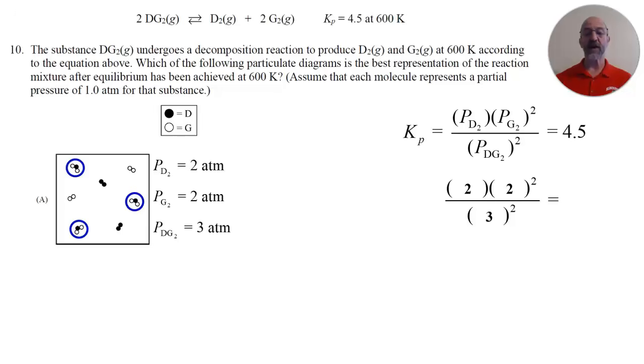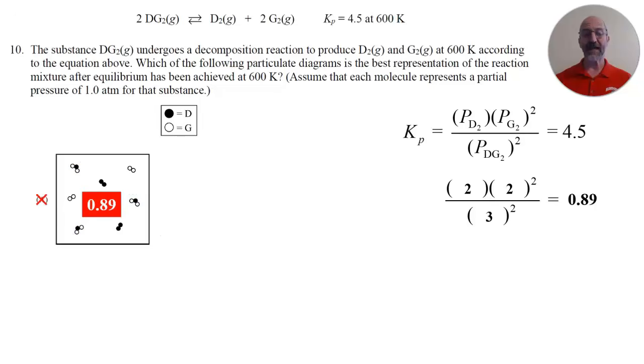Now, when I do the math of 2 times 2 squared divided by 3 squared, if I get 4.5 for my answer on my calculator, then choice A is the correct answer. But unfortunately, I get 0.89. So what I can say at this point is we can go ahead and eliminate choice A.